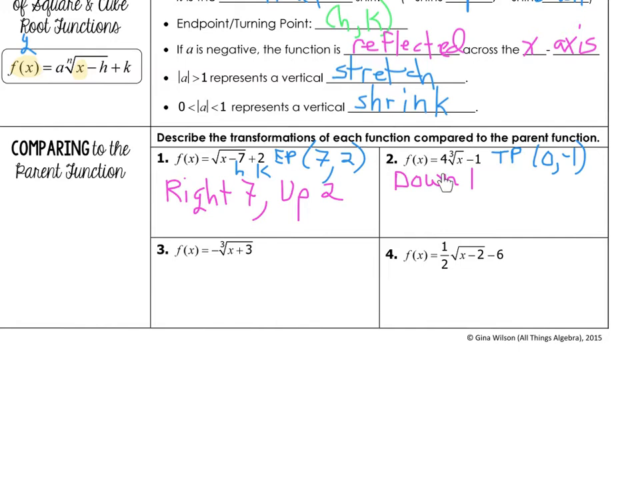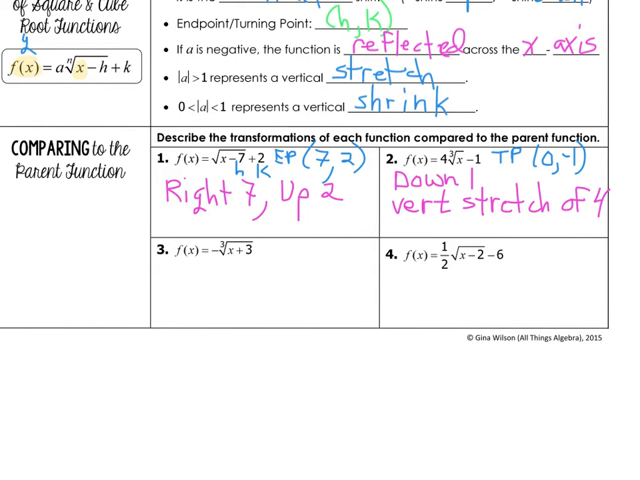The other transformation is the fact that you have a 4 outside the parent function. Remember, when you have a 4 out here, if a, right here, the absolute value of a is greater than 1, which it is, we have a vertical stretch. So vertical, and you can just put vert, but I need to see the whole word stretch. And you have to say of what? Of 4. Okay? Each of these transformations, except for the reflection, you have to have an amount.